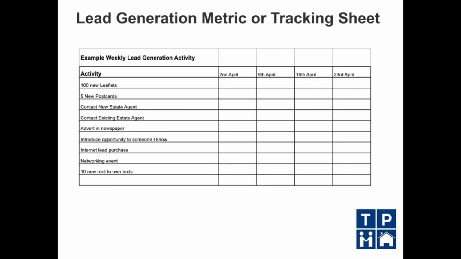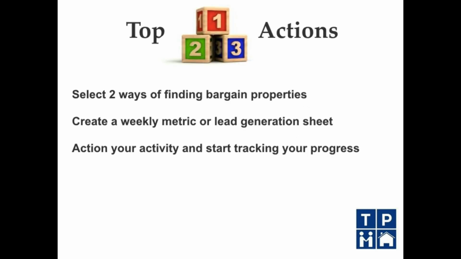So what are the actions that you need to take? I would encourage you to select 2 ways of finding bargain properties. So you might already be out there finding motivated sellers. You want to target some bargain properties as well. So where can you find some bargain properties? Open up your eyes and look around you. So what are 2 ways that you can find bargain properties? Add them to your weekly lead generation. And start doing it on a weekly basis. Start making contact, start progressing and looking at tracking this week in, week out, the action that you're taking.